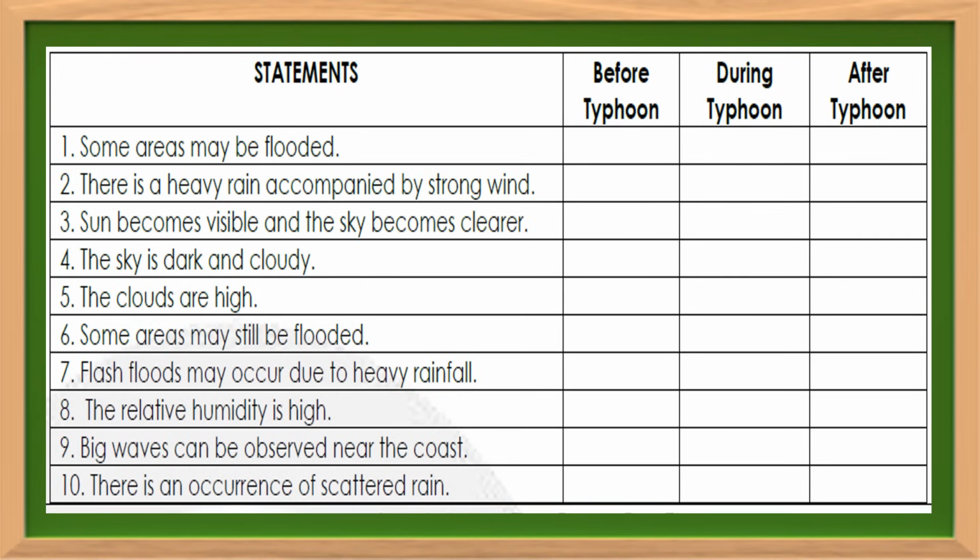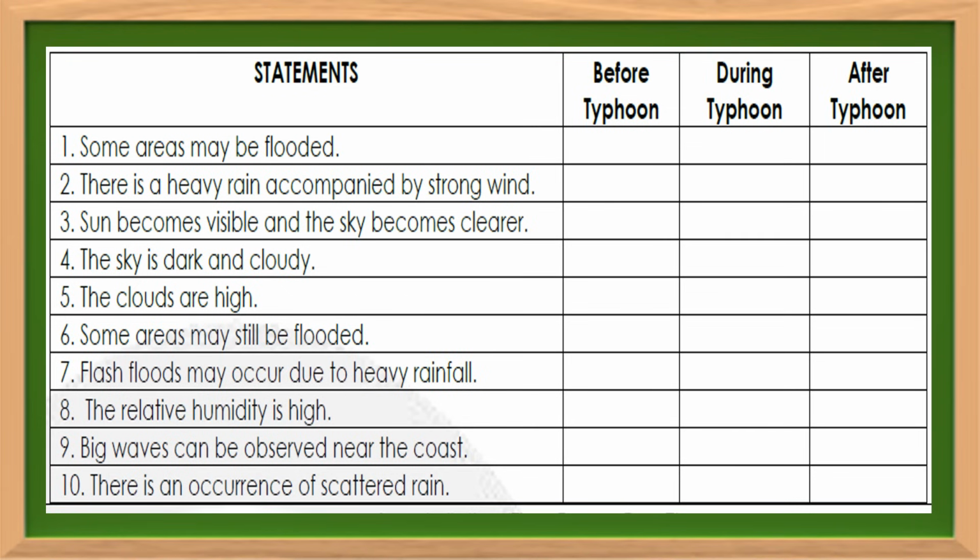Number 1. Some areas may be flooded. Number 2. There is heavy rain accompanied by strong wind. Number 3. Sun becomes visible and the sky becomes clearer. Number 4. The sky is dark and cloudy. 5. The clouds are high. 6. Some areas may still be flooded.